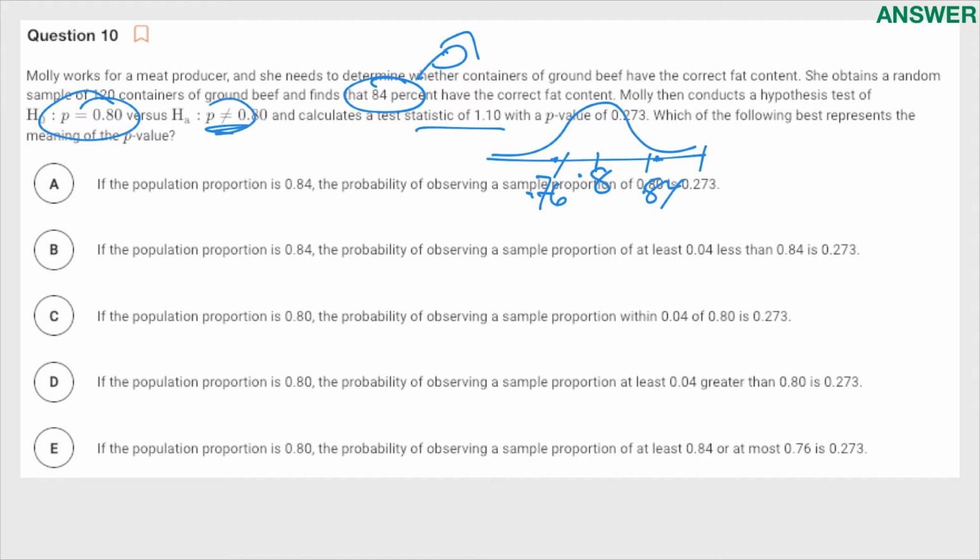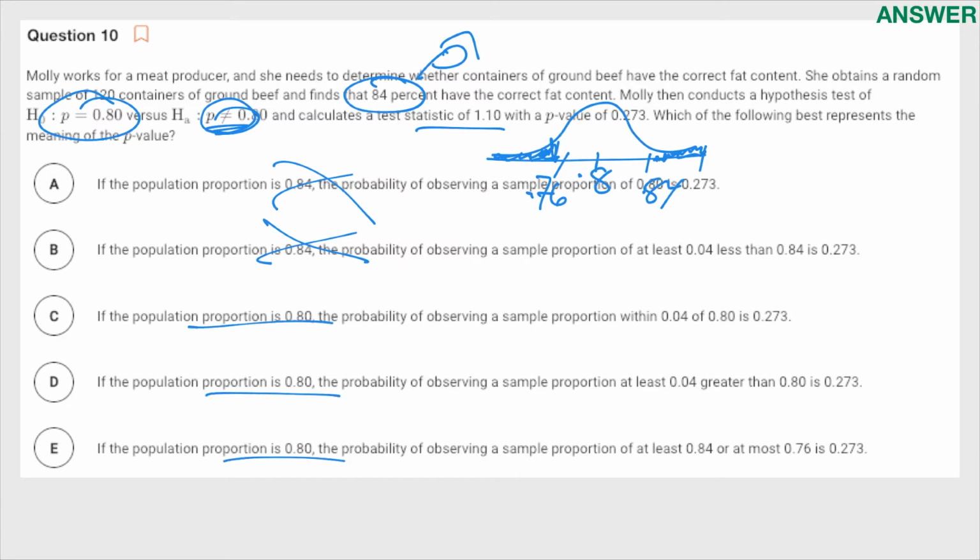Since the alternative is not equals to, this is a two-tailed test, which means the p-value is going to be the sum of these two tail areas. A, if the population proportion is 0.84, which it isn't. B, if the population proportion is 0.84, which it isn't. C, D, and E have a population proportion of 0.8, so those are all possible.